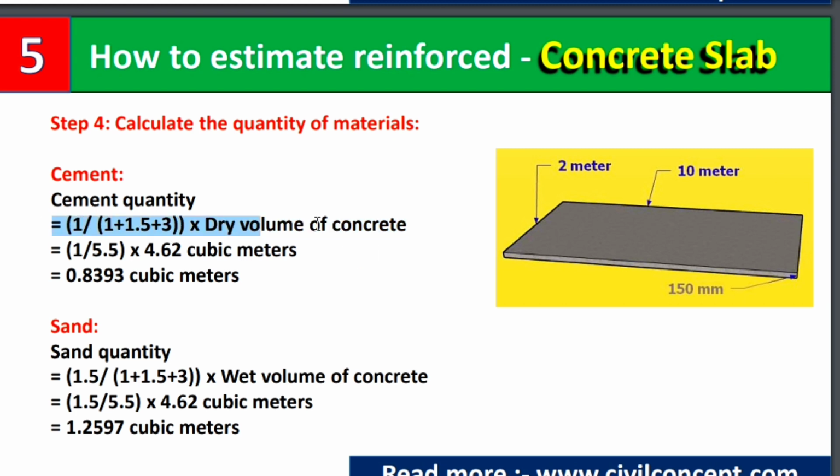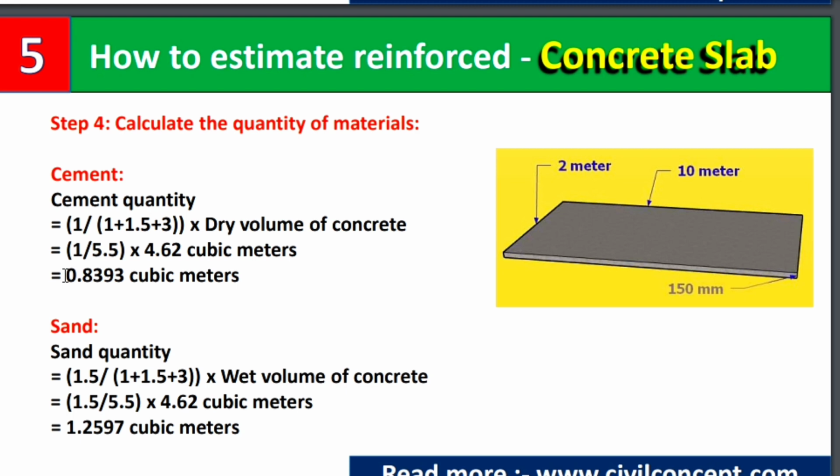Okay, and same formula will be applied for sand and aggregate, but the proportion of the cement, sand and aggregate will be different. Okay, so 1 by 5.5 into 4.62 cubic meter, we will get how much? 0.8393 cubic meter. Okay, now let us see for the sand, and we will apply same formula. 1.5, this is the part of sand. Okay, this was a part of cement, and this is the part of sand, 1.5, and after dividing by its sum and multiplying it again with dry volume of concrete, we will get how much? 1.2597 cubic meter of the sand.